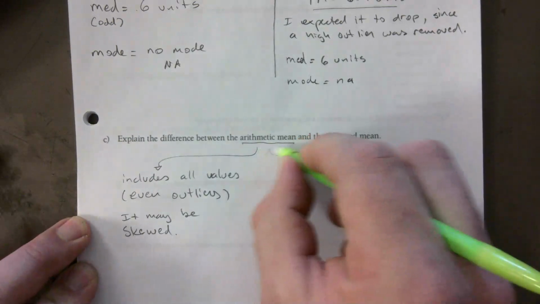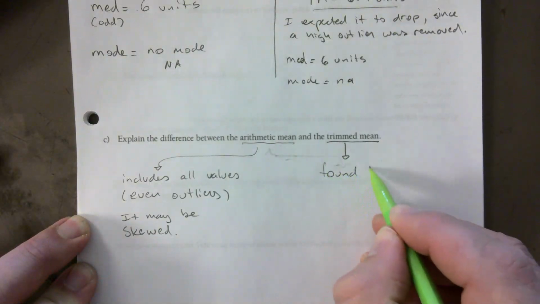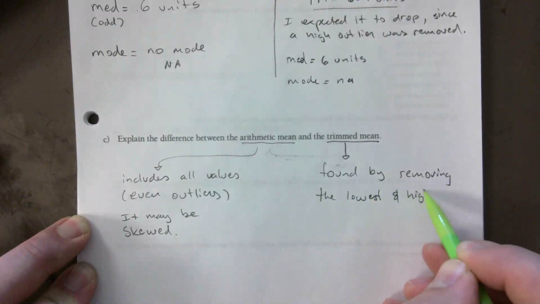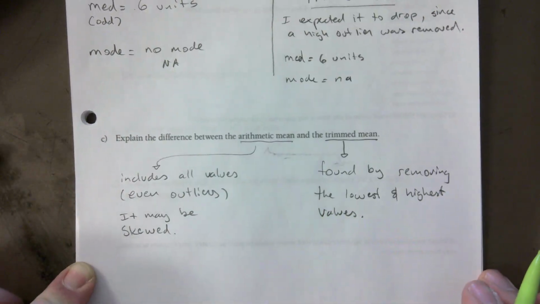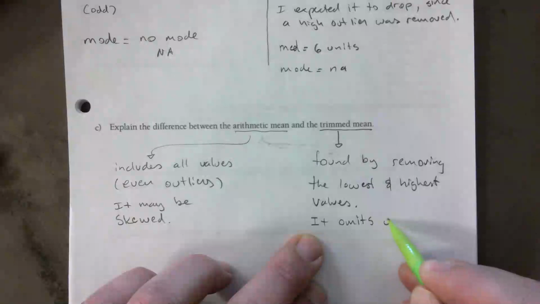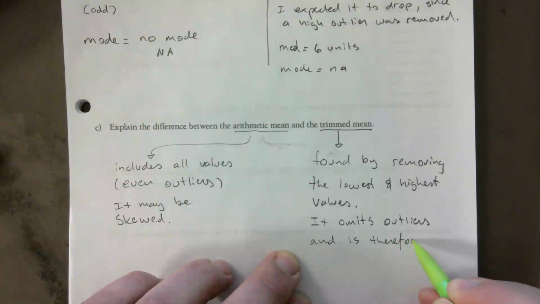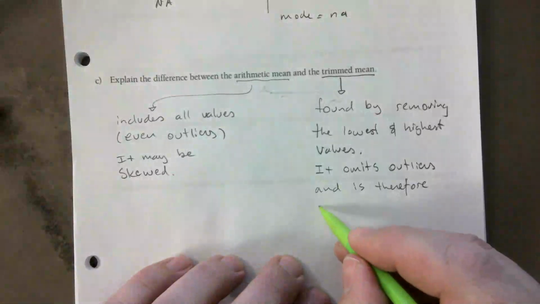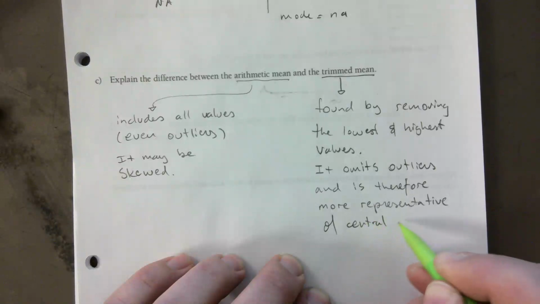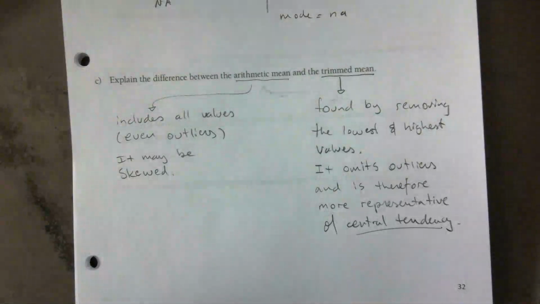Sorry, what did I do here? The other arrow was supposed to come out of trimmed mean. Trimmed mean is found by removing the lowest and highest values. It omits outliers and is therefore more representative. Here's the central tendency. It's a more representative measure of the middle, if you want to put in your own words there.